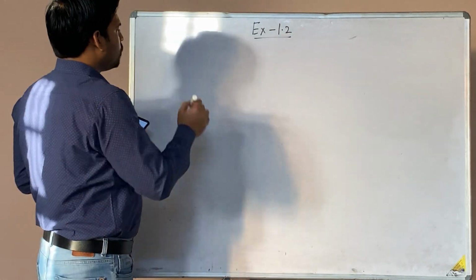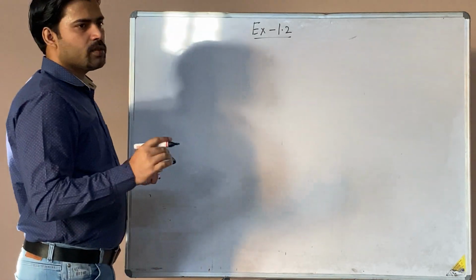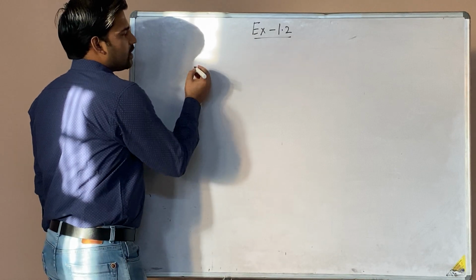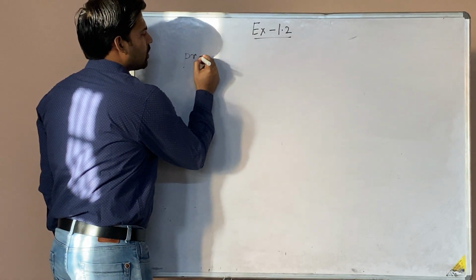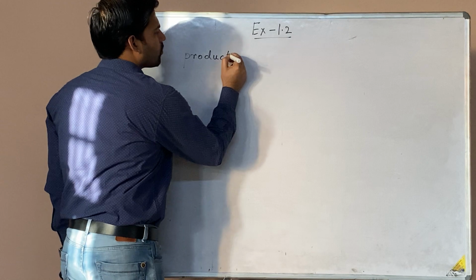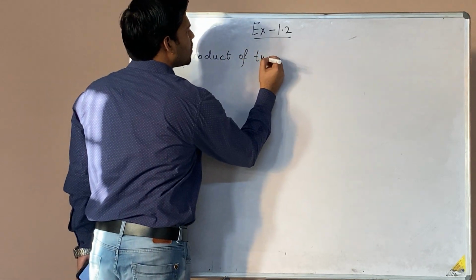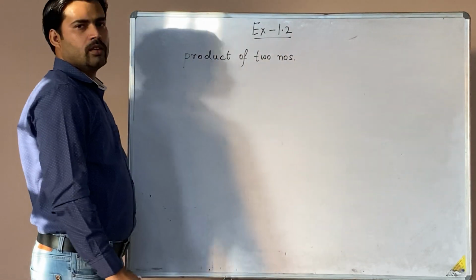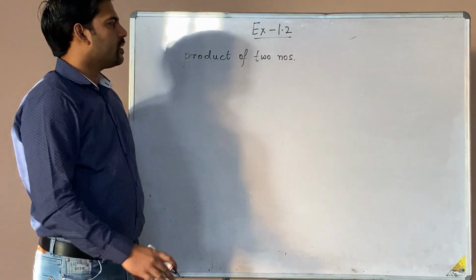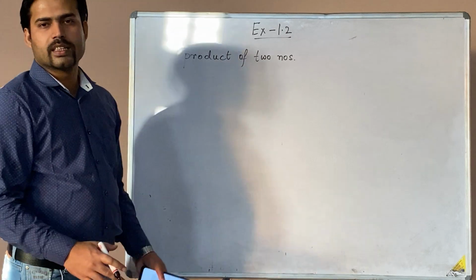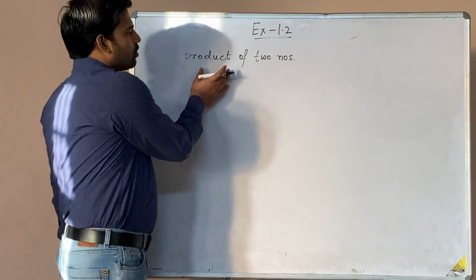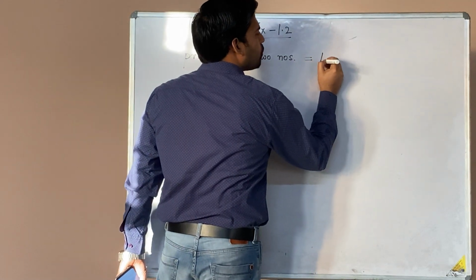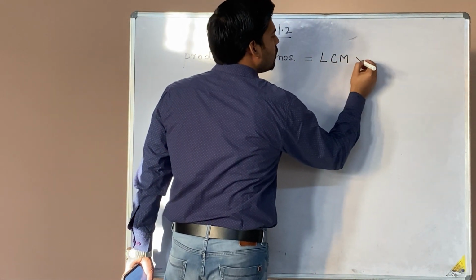Now moving on to question number 2. Before moving on to question number 2, we need to understand one formula. Again, it was given by Euclid only. We can say that the product of two numbers. When I am talking about numbers, basically I am talking about real numbers. So it can be a rational number, an integer, natural, whole, whatever it can be. The product of two numbers is expressed as the product of its LCM into HCF.